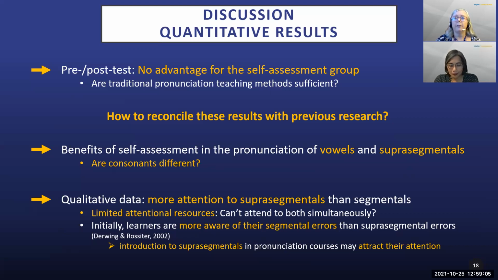Furthermore, Derwing and Rossiter point out that naive students, when asked what their pronunciation problems were, overwhelmingly responded that they had problems with segmentals, including TH. So it may be that before receiving pronunciation training, students are unaware of the suprasegmental aspects of pronunciation. And once they receive instruction on the prosodic elements of English, this new awareness may help motivate them to direct their focus to suprasegmentals at the expense of segmentals. Now, Emily will discuss some ways in which self-assessment might be improved.